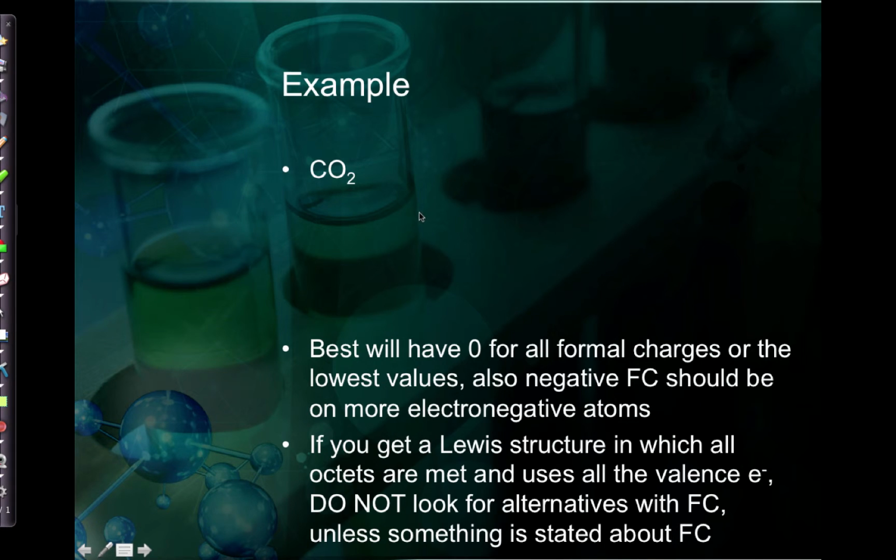So it's kind of like that saying, don't go looking for zebras when you hear hoofbeats. If you're given a structure that makes sense with the octet rule and it uses all the valence electrons, that's probably what it is. Don't use formal charge unless it says something about formal charge or it looks like it could be a funny molecule, basically. When in doubt, just go with the octet rule.